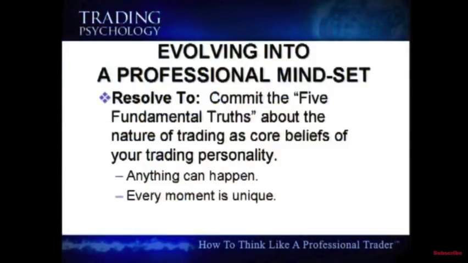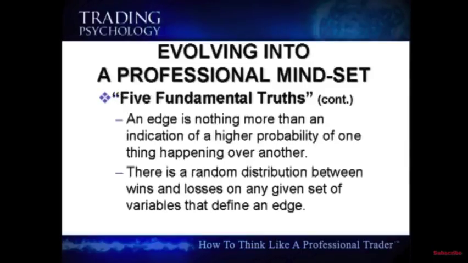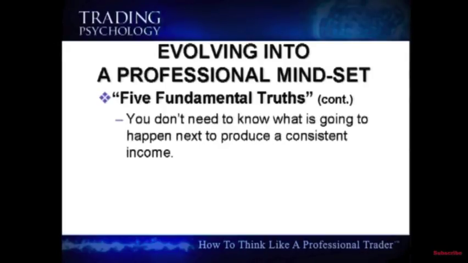Resolve to commit the 5 fundamental truths about the nature of trading as core beliefs of your trading personality. Those 5 fundamental truths are: anything can happen. Is that true or not? Yes. Every moment is unique. Is that true? Yes. An edge is nothing more than an indication of a higher probability of one thing happening over another. Is there a random distribution between wins and losses on any given set of variables that define an edge? Yes, absolutely. Do we need to know what's going to happen next to produce a consistent income? No.